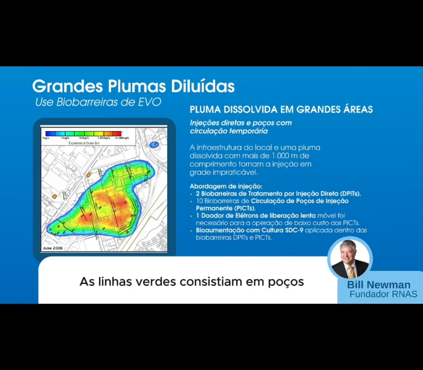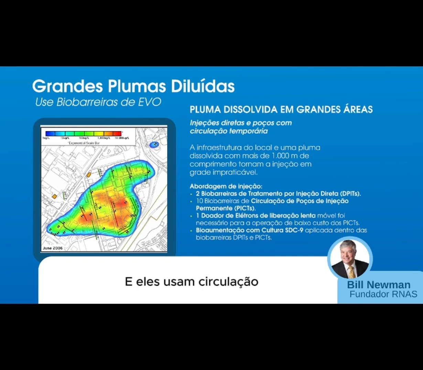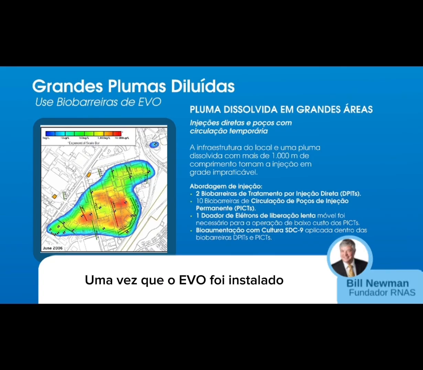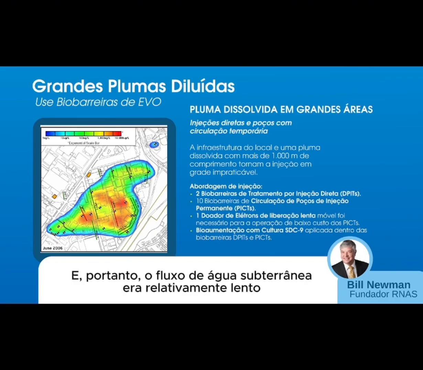The green lines consisted of wells spaced approximately 15 meters apart, and they use circulation alternating with injection and extraction wells, circulating in one direction for a week or two, and then reversing the flow in the other direction, and then shutting it down for several years at a time once the EVO had been installed.